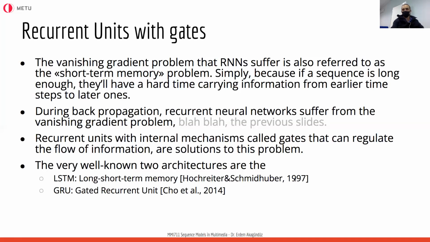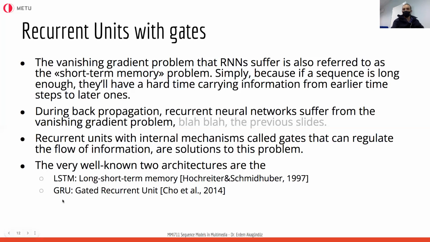LSTM, officially published in 97 but first proposed in 96 by Hochreiter and Schmidhuber, was the first idea for this. Schmidhuber is still one of the very important people of AI in today's world. He's like Hinton. He's another godfather of deep learning. If Hinton is the godfather of convolutional networks, Schmidhuber is the godfather of recurrent neural networks.